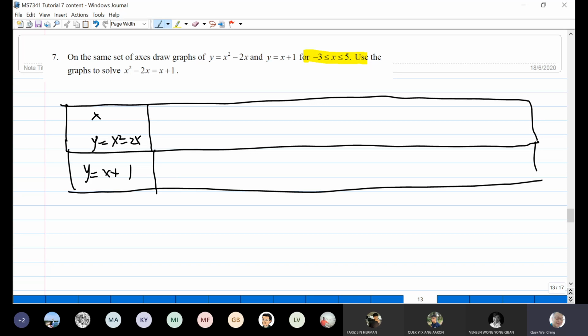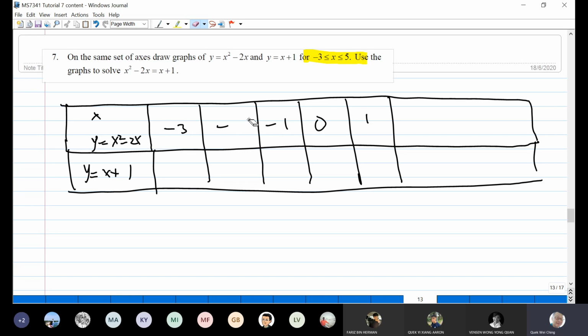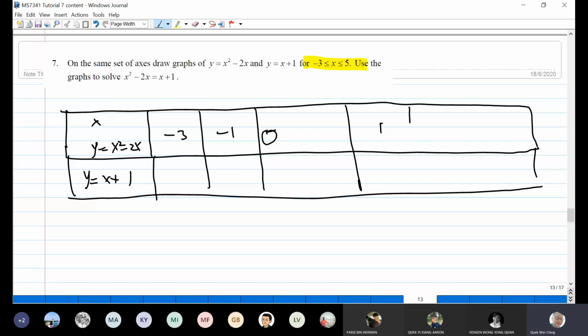So I want to get the range from minus 3 to 5, right? So minus 3, minus 2, minus 1, 0, 1, maybe not also good. I mean, fewer points. Let's see, I try fewer points: minus 3, minus 1, then 0, then 1, 3, 5. We don't need so many points. Okay, 1, 3, 5.